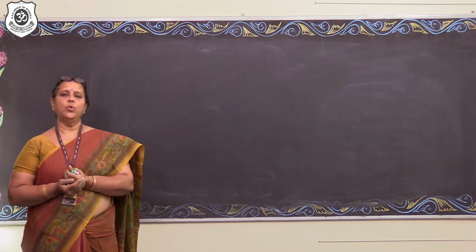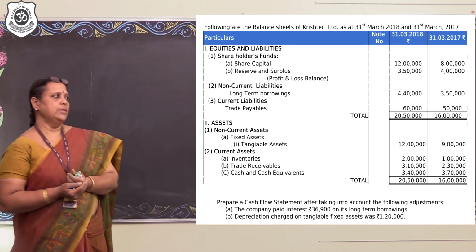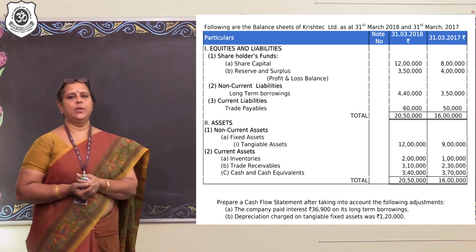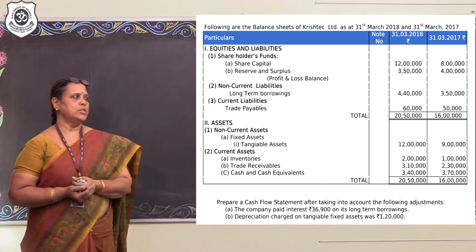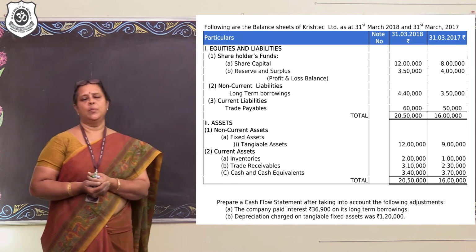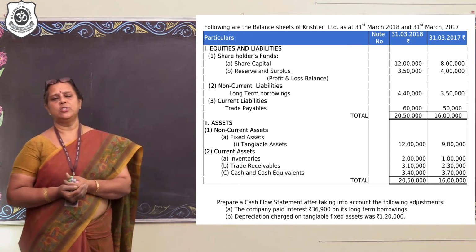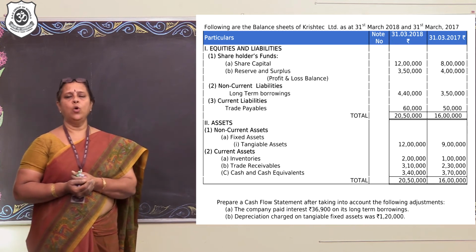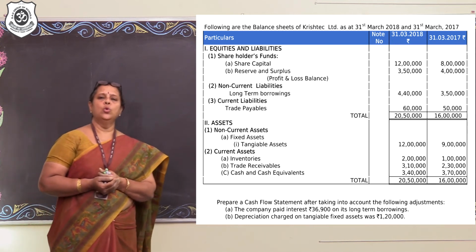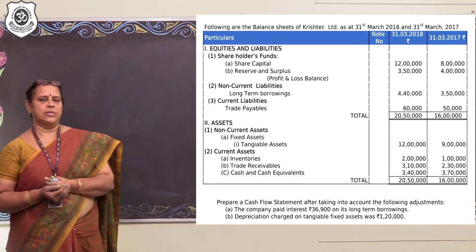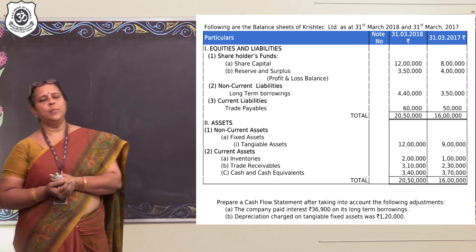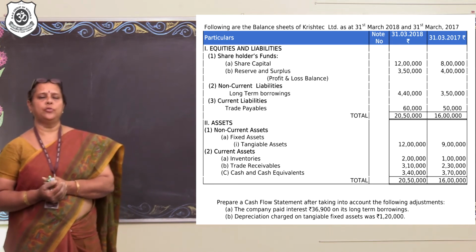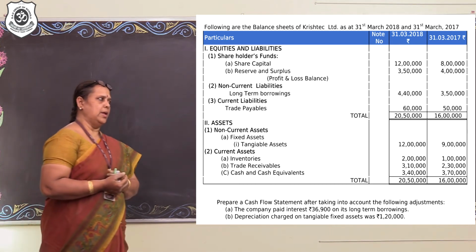Now we shall do one more comprehensive problem. Now in this question, you have fixed asset, tangible fixed asset to be 9 lakhs and 12 lakhs, and there is only one additional information about fixed asset, that depreciation charged during the year is 1,20,000 rupees. So we shall now prepare fixed asset account to know what is the purchase of fixed asset. Then we shall be going to working note number 2 about calculation of net profit before extraordinary items.